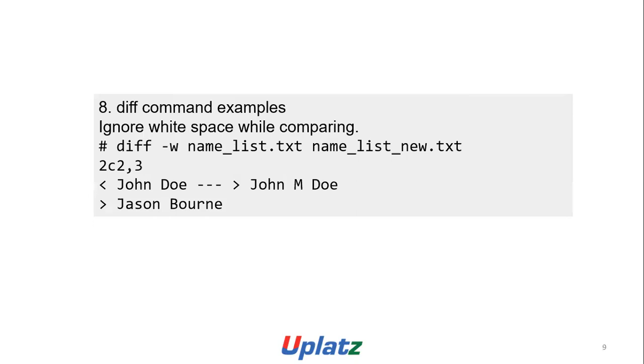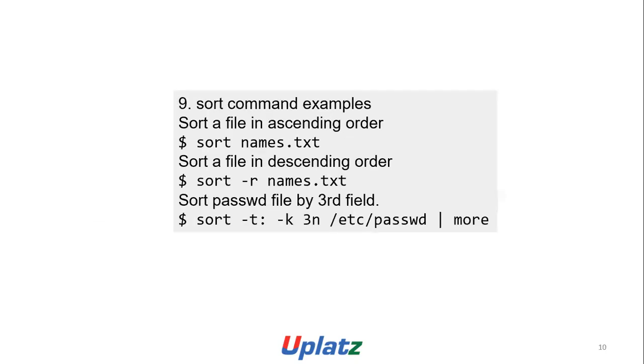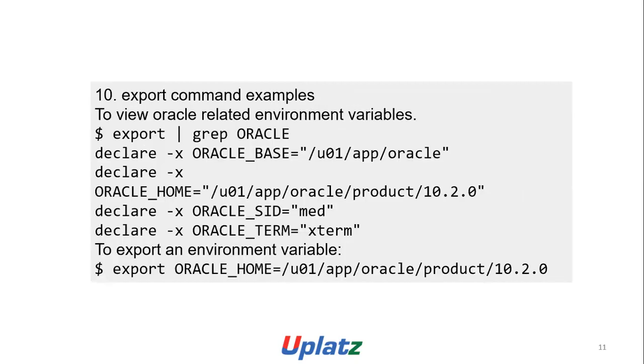Diff command example: ignore white spaces while comparing, diff -w name_list.txt name_list_new.txt. Sort command examples: sort a file in ascending order, sort name.txt. Sort a file in descending order, sort -r name.txt. Sort the passwd file by the third field, sort -t: -k 3n /etc/passwd | more.